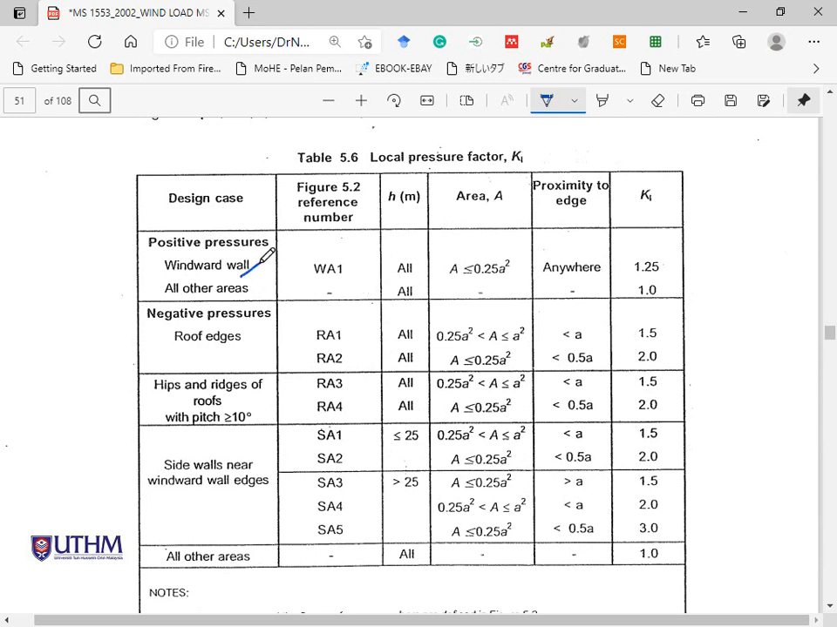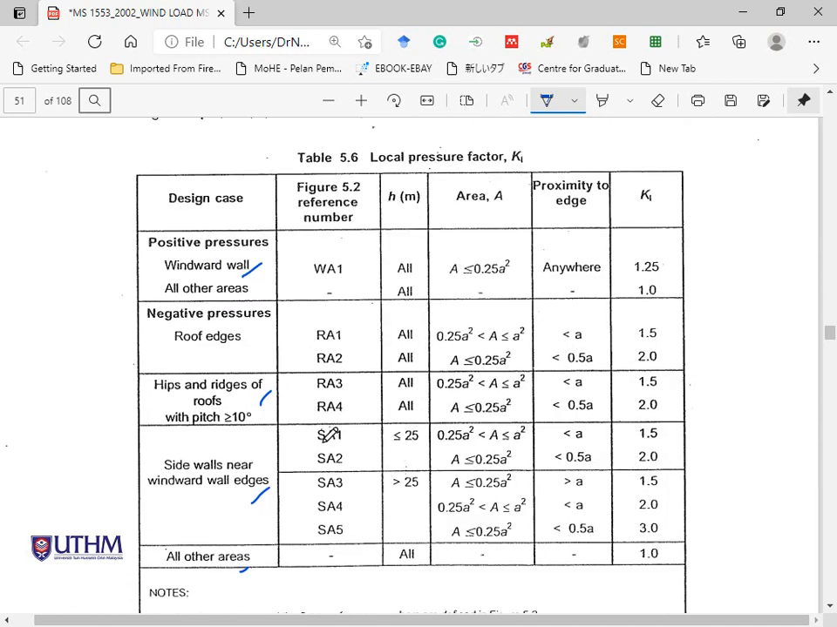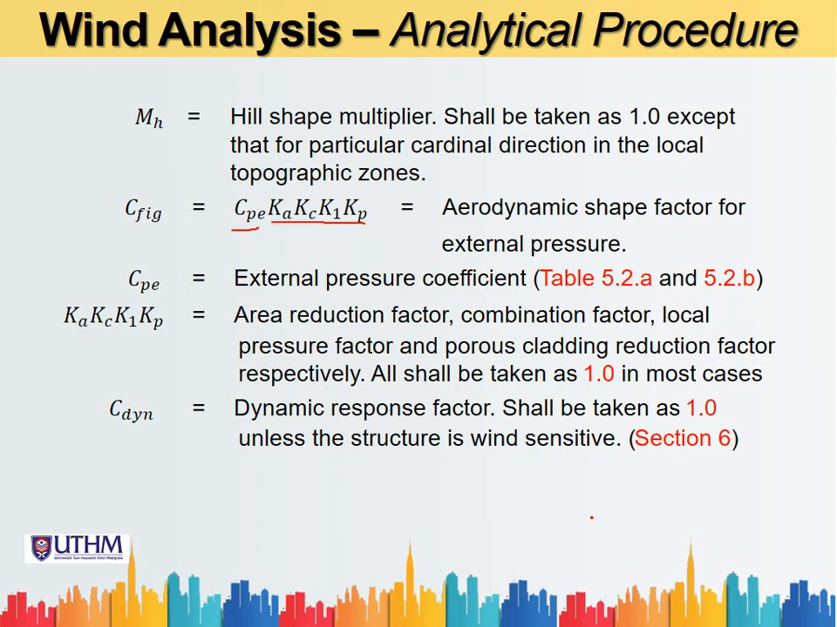This is the windward wall, side wall, and for the roof, this is all other radius. So this is dia lebih detail lah, roof, dia punya windward, dia punya side wall dan sebagainya. And this is the dynamic response factor. The dynamic response factor shall be taken as 1 unless the structure is wind sensitive. So refer to section 6. Section 6 sekejap ya.